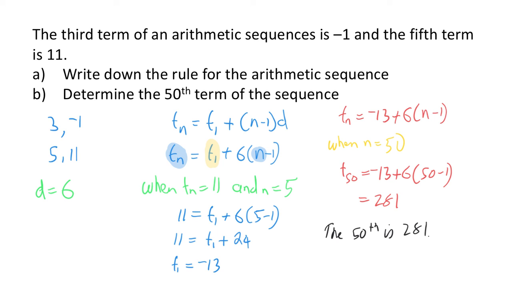So that's an example of how I can go through and determine the rule when I have two numbers within the sequence, but I don't have the first number. Then to be able to use that rule to go ahead and determine what a future value within the sequence is going to be.